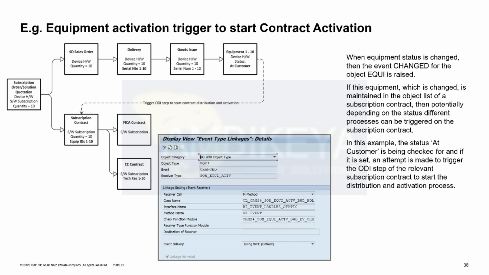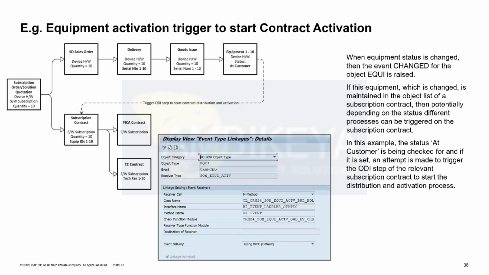And now this status is triggered back to the subscription contract. And as soon as all equipments have reached this status, then the step 30 is released. And this means that now we reached a point of time that we distribute the subscription contract also to CC. To FICA, we had already distributed it in respect to revenue accounting. We do that normally pretty early. But to convergent charging, we say now we are ready to distribute it to convergent charging. And here we go.